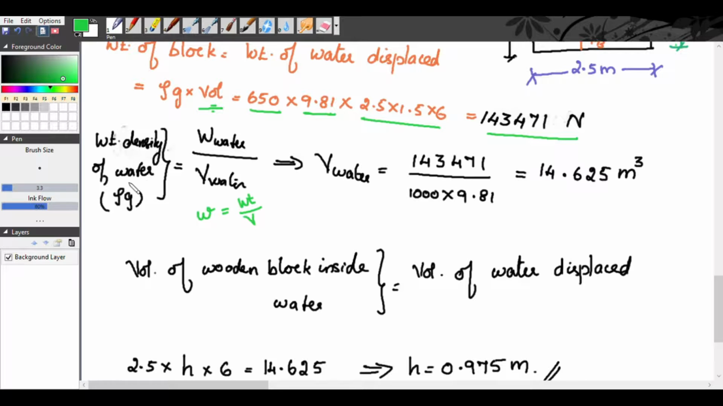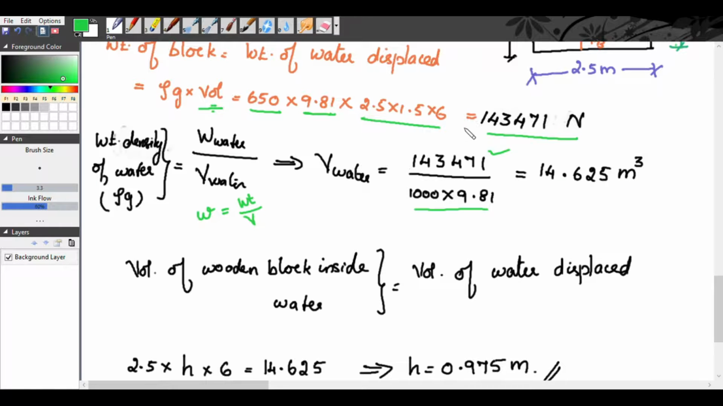So weight density of water is rho g. Mass density is equal to mass by volume. Weight density is equal to weight by volume. So here it is weight density of water. So that is equal to weight of the water by volume of water. So weight density is rho g. So we get volume of water is equal to weight by weight density. This is weight density rho g.